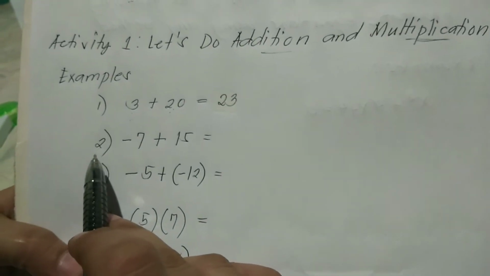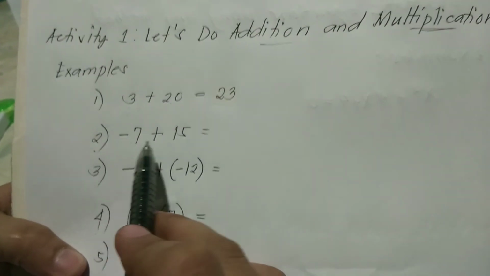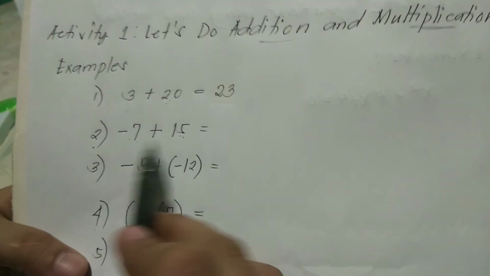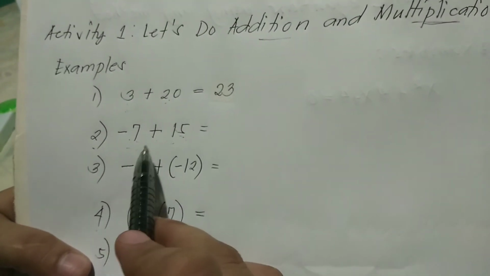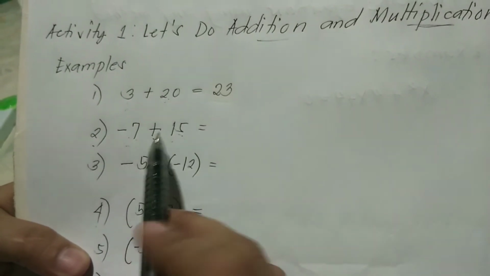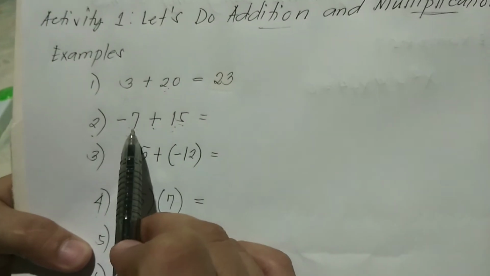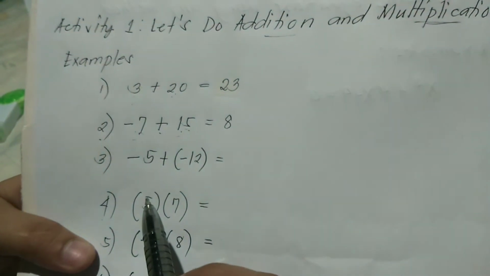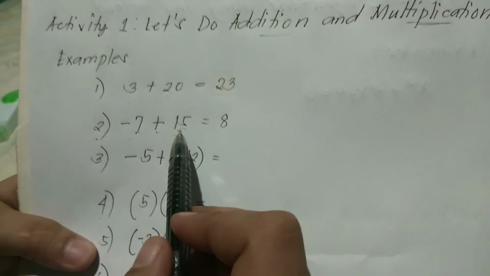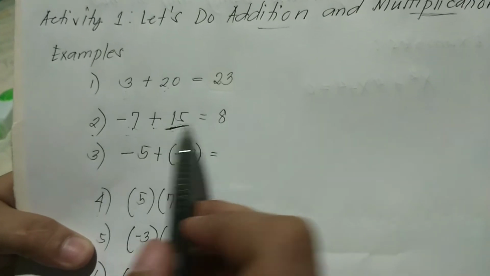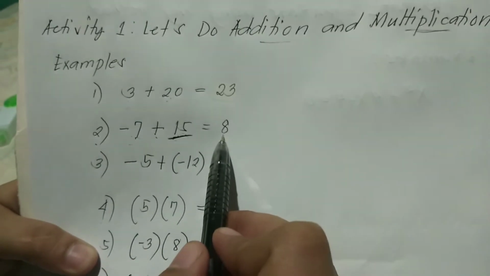Next example, number 2, negative 7 plus 15. Magkaiba sila ng sign. Pag magkaiba ng sign, magsusubtract po tayo. 15 minus 7 is 8. And then, follow the sign of the bigger number. Anong bigger number dyan? Yung 15. Anong sign ng 15? Positive. So, the answer is positive 8.